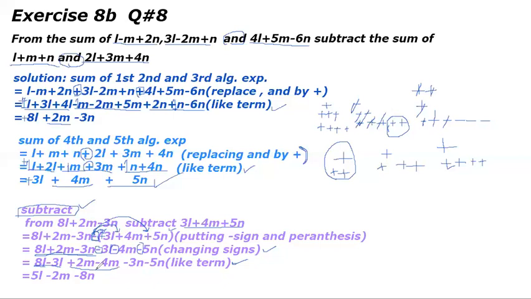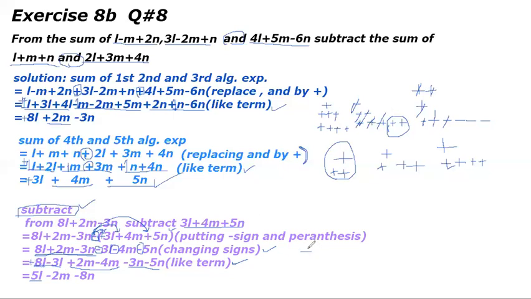Negative 3n and negative 5n both have same variable. Both are like terms. Now 5l. How 5l? When we will solve 8l and negative 3l, it will give us 5l. How? I will show you. 8l means positive 8l. 8 doesn't have any sign, it means it has positive sign.